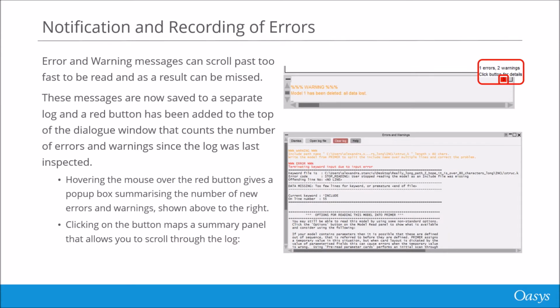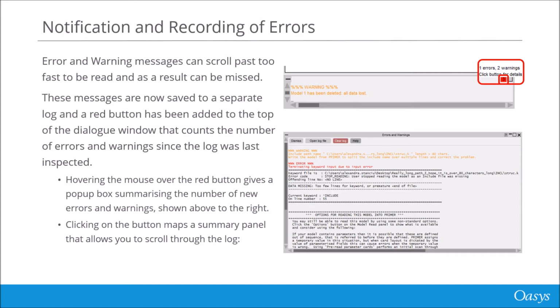Now also when you read your model into Primer, you'll often notice errors and warning messages being printed into the text output area at the bottom left-hand corner of Primer. Now these can scroll by quite quickly when you're reading a model in and often can be missed.